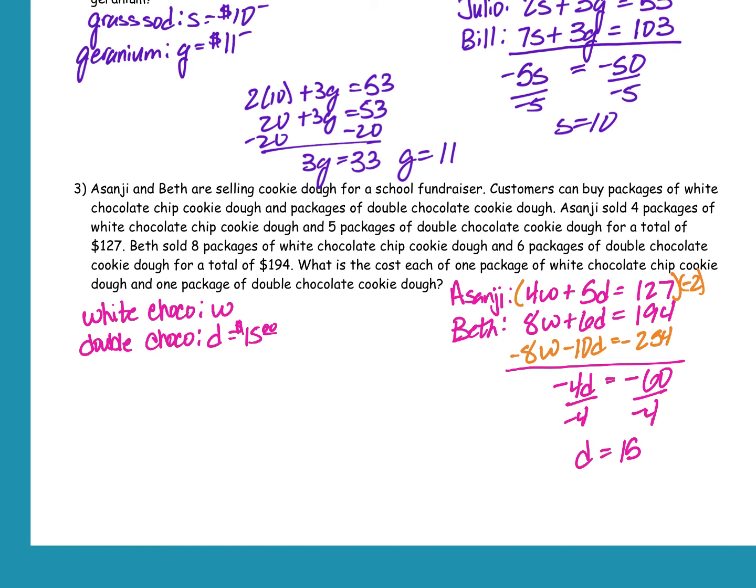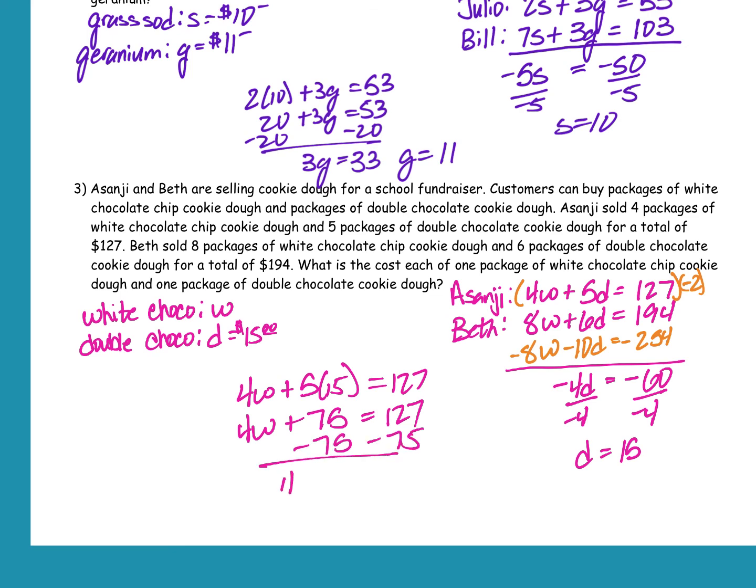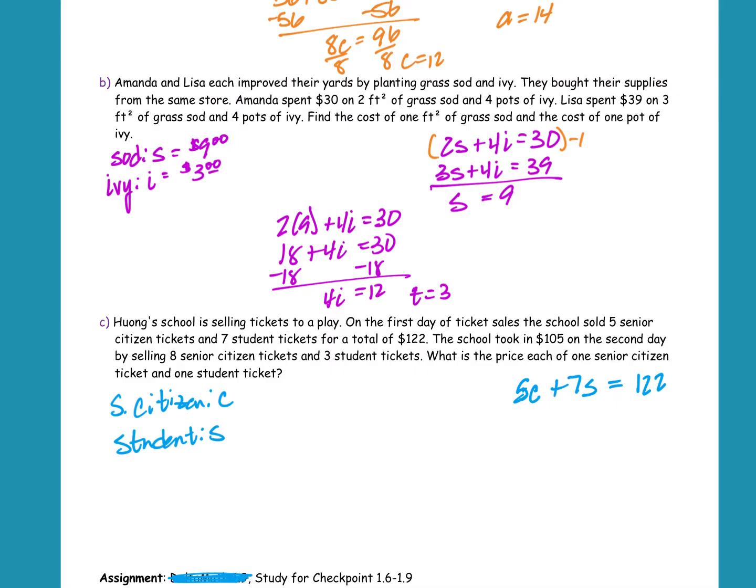So 4W plus 5 times 15 equals 127. 4W plus 75 equals 127, so 4W equals 52. Divide by 4. W equals 13. So the white chocolate chip cookie dough costs $13.